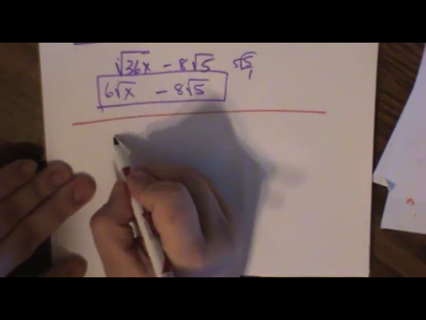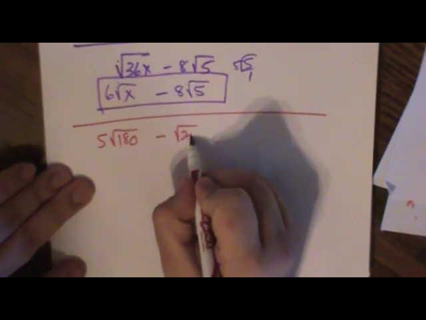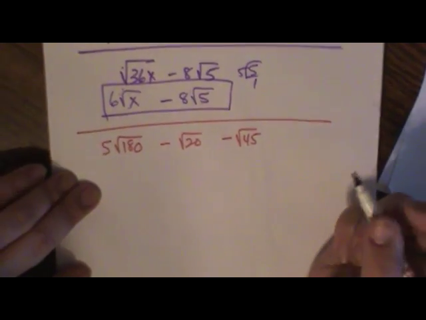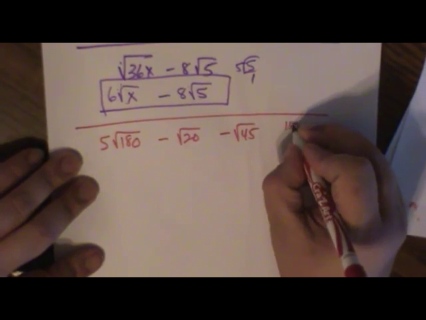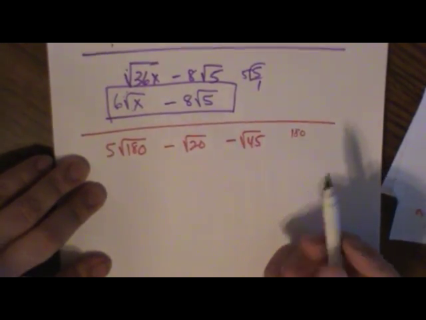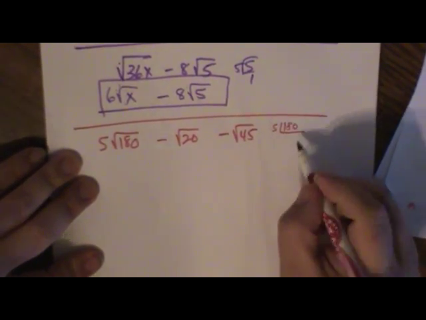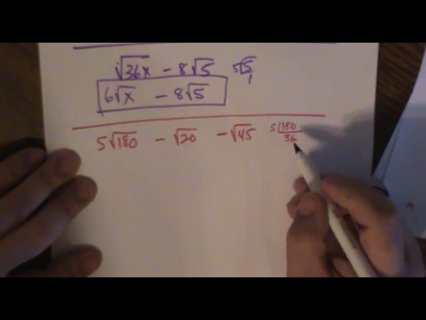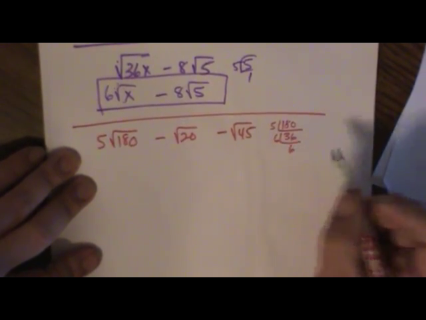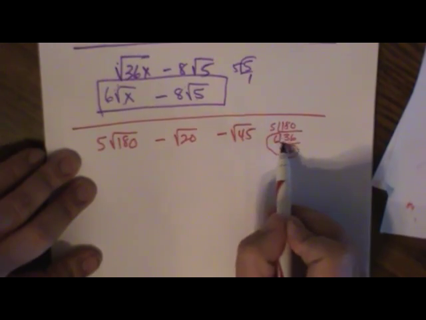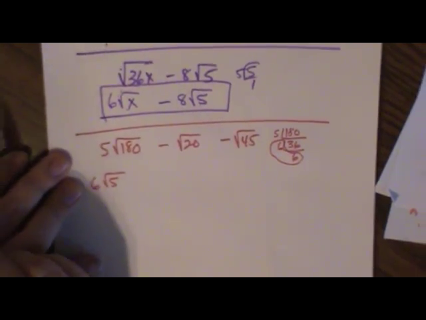Now let's try 5 square root of 180 minus square root of 20 minus square root of 45. So let's work these out. We have the index of 2, or the root of 2, so we need pairs. 5 comes out of 180, which gives us 36. We know that 6 times 6 is 36, and since we're looking for pairs, we have a 6 and a 5 that's left in.